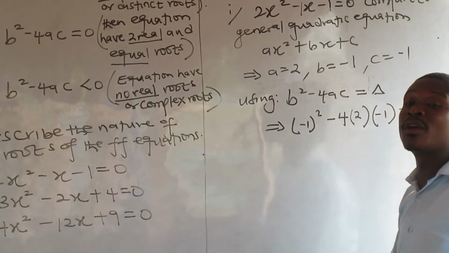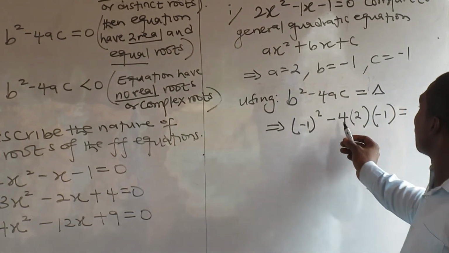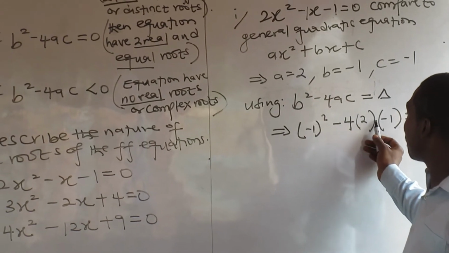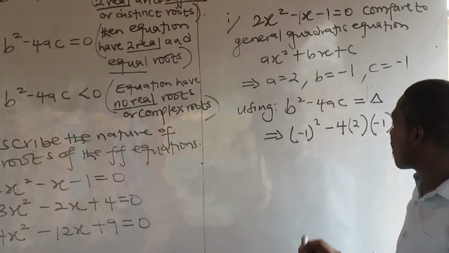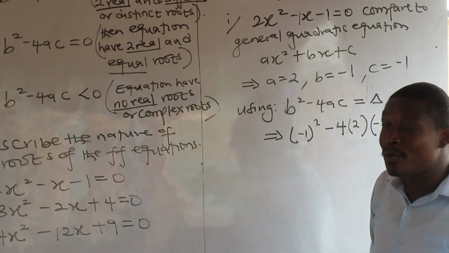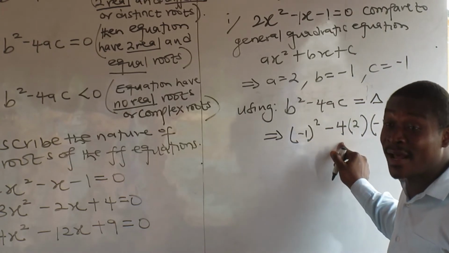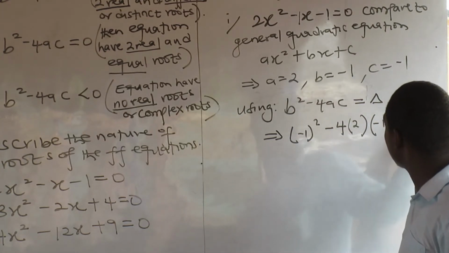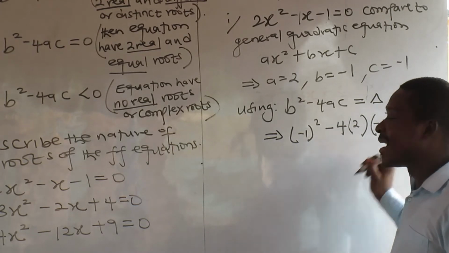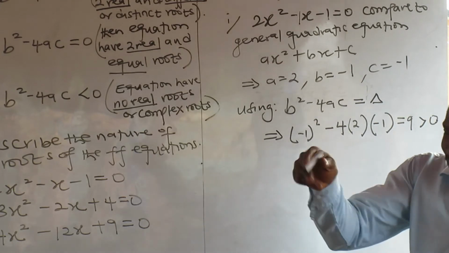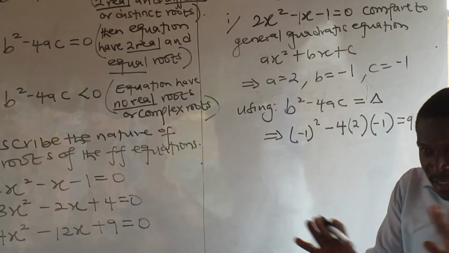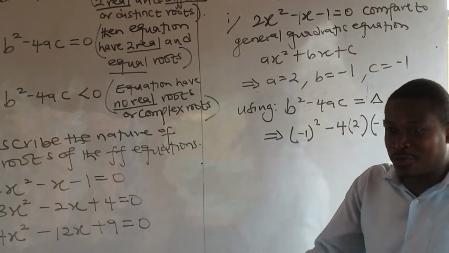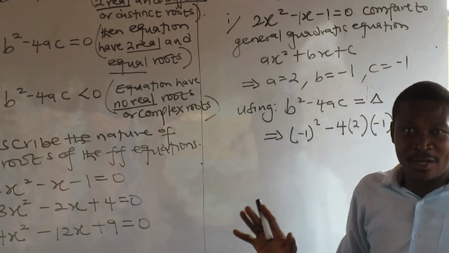-1 squared will give me 1. Minus 8 by another minus 1 is positive 8. So 1 plus 8, you get 9. 9 happens to be greater than 0. Let me ask you a question. Is 9 greater than 0, or 9 greater than or equal to 0? What do you think? It's just greater than 0. 9 is not greater than or equal to 0, it's just greater than 0.